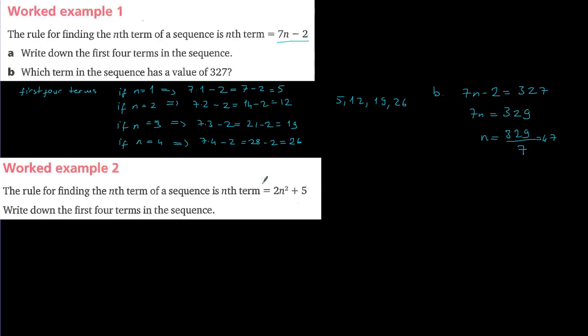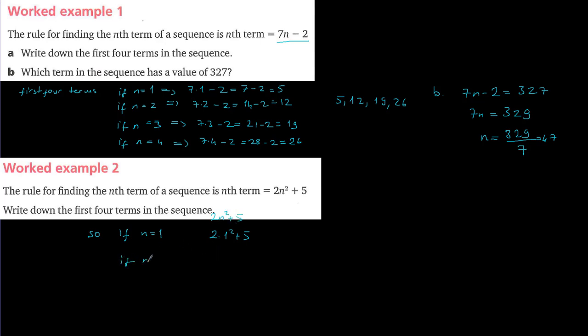The position to term rule is 2 times n squared plus 5, and we are going to write only the first 4 terms in the sequence. So if n is equal to 1, the rule is 2 times 1 squared plus 5, from the general rule 2n squared plus 5.